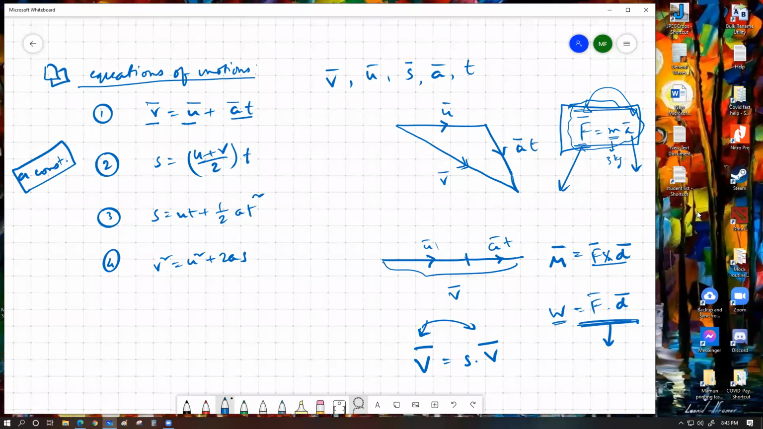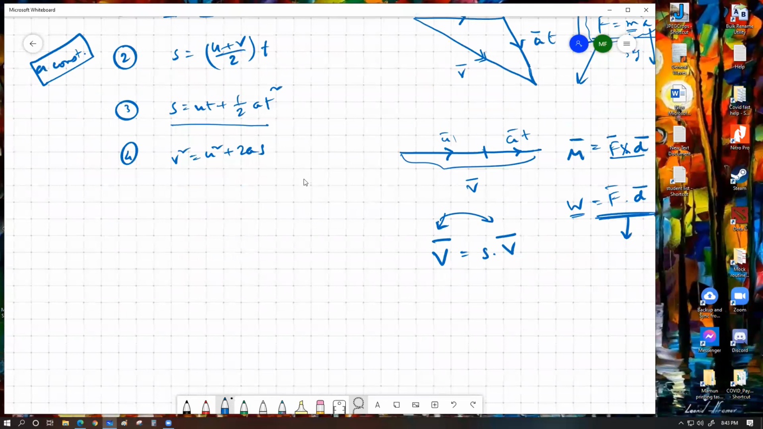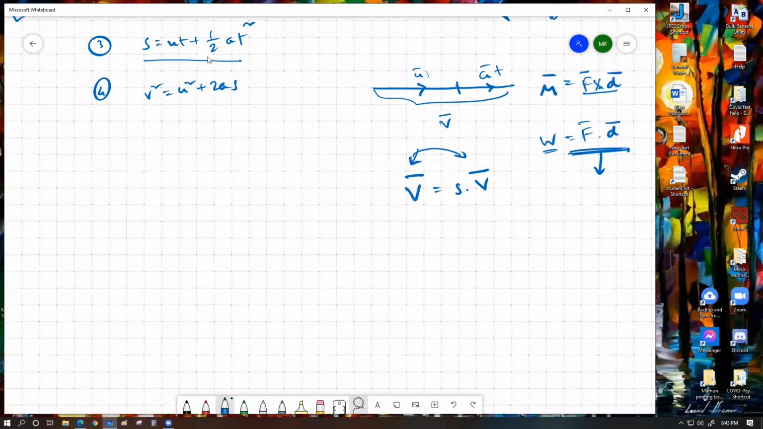Similarly, we can work with this equation. For example, this is displacement equals ut plus half at square. So this is also equally applicable for graphs, especially for graphs. This is actually pretty important. Let me show you an example.